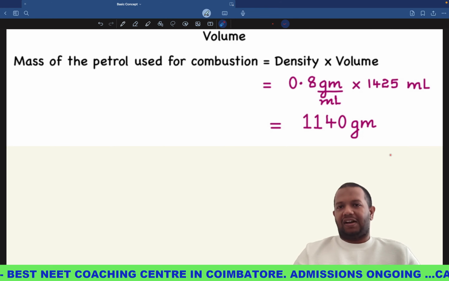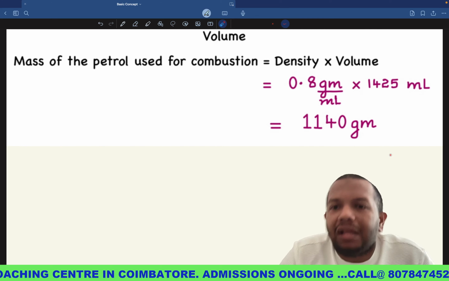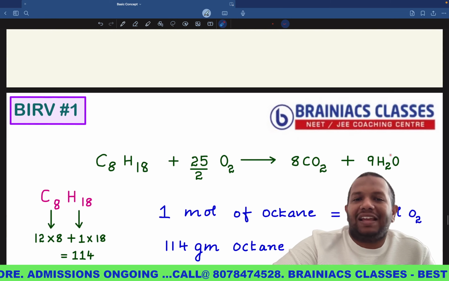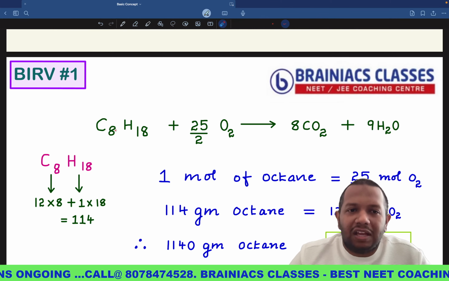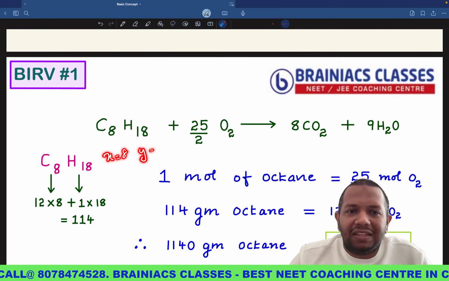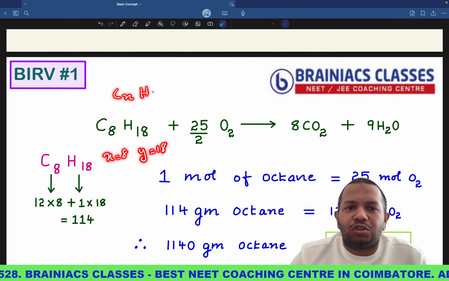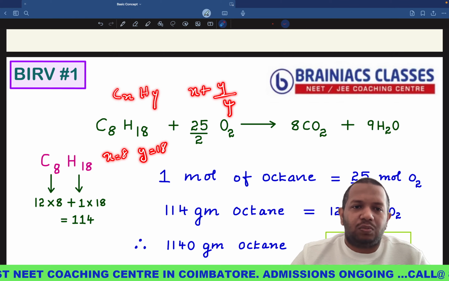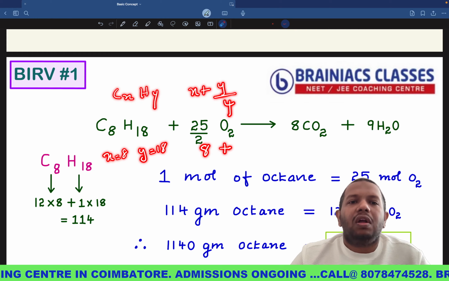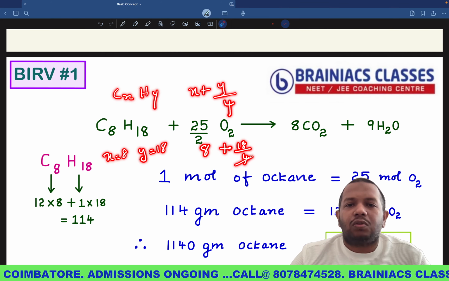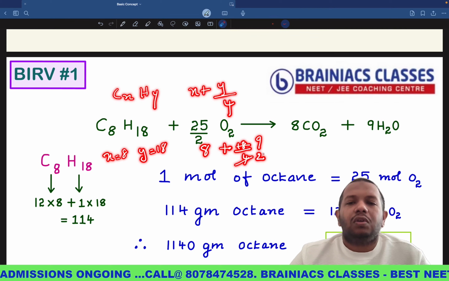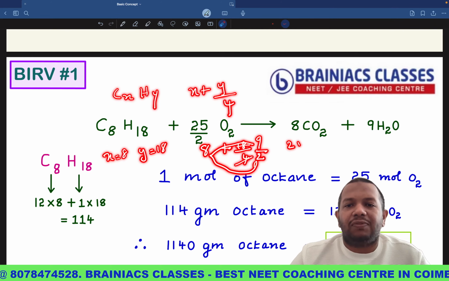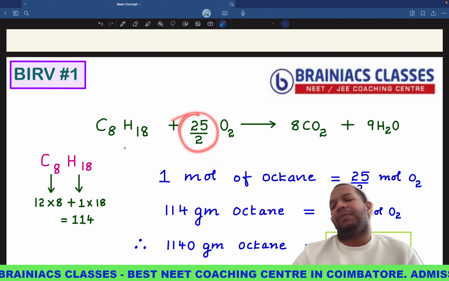Now we need to identify how much oxygen is required for burning this much petrol. So we need to write that equation. Again, that equation comes into the picture. Here x is equal to 8 and y is equal to 18. Similar stuff, CxHy, and here we know x plus y by 4. X we know is 8, y we know is 18. So 18 by 4, cancel it, 2 into 9, so 9 by 2 will come. 8 into 2 is 16, plus 9, 25 by 2. That is how 25 by 2 is coming into the picture.